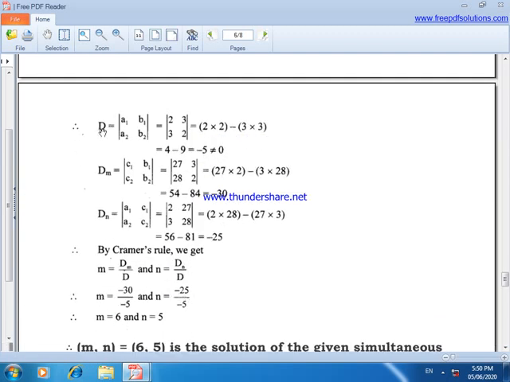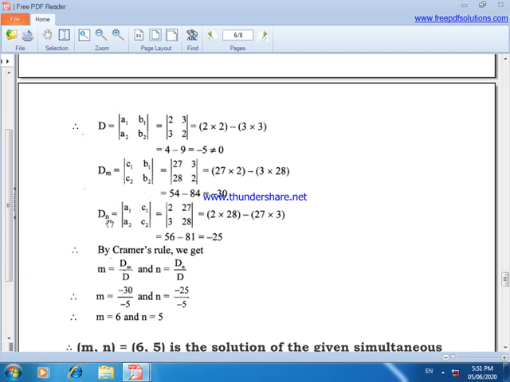By putting these values in our formula, D = |a1 b1; a2 b2| = |2 3; 3 2| = 2 into 2 minus 3 into 3. 2 2s are 4, 3 3s are 9, 4 minus 9 is equal to minus 5. Here instead of Dx we have written Dm, because the variables are named m and n. So Dm = |c1 b1; c2 b2| = |27 3; 28 2| = 27 into 2 minus 3 into 28. 27 into 2 is 54, 28 into 3 is 84, 54 minus 84 is equal to minus 30.